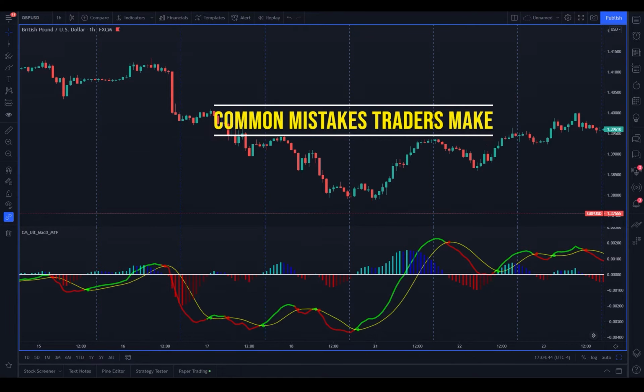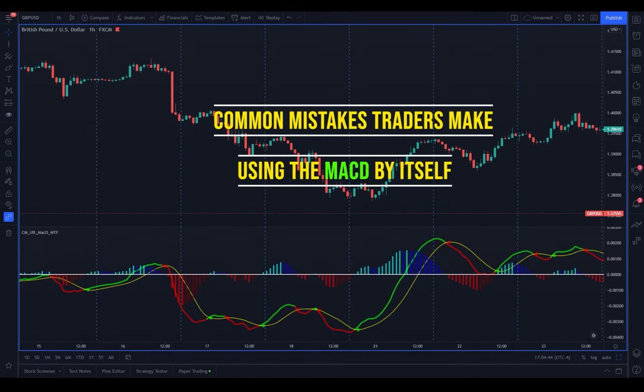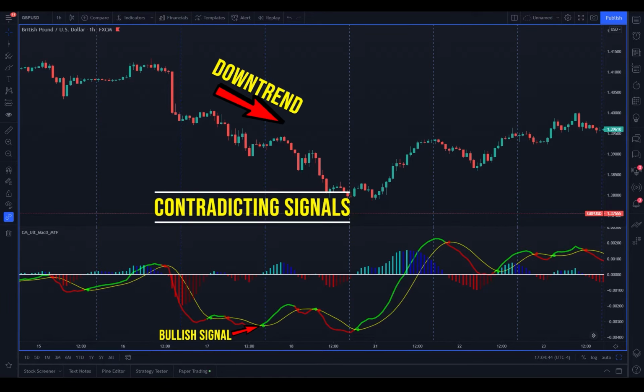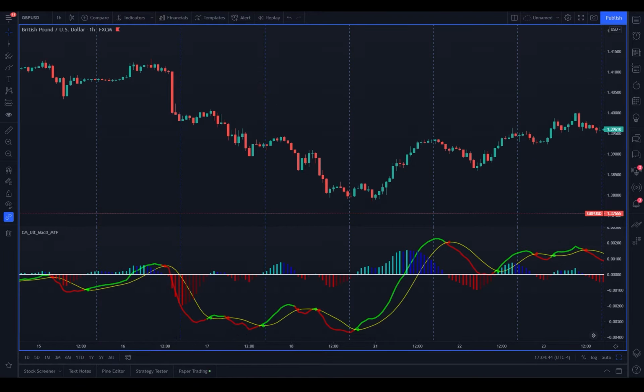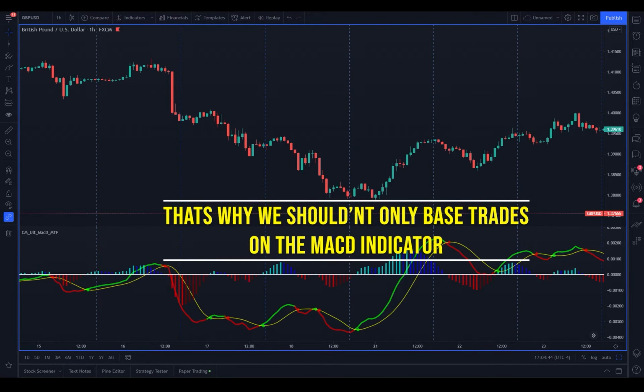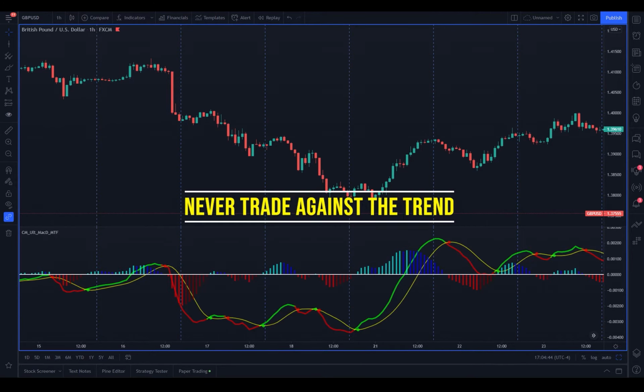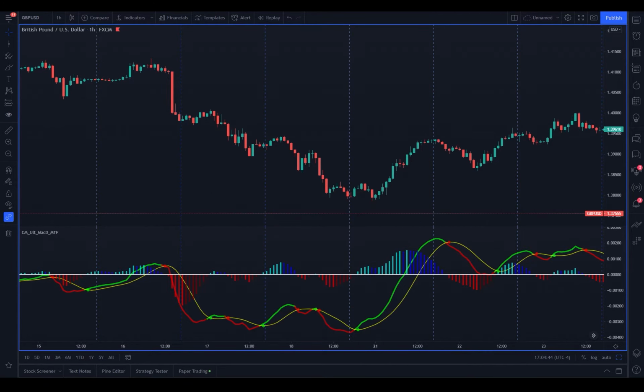Firstly, it's a common mistake to use the indicator by itself. Let me show you why it's a bad idea to use the MACD indicator alone. There is a downtrend in price, but the MACD shows a buy signal. Notice how price is contradicting the MACD. This is why we shouldn't only base trades on the MACD itself, because you can't trade against the trend, and we should never do that.